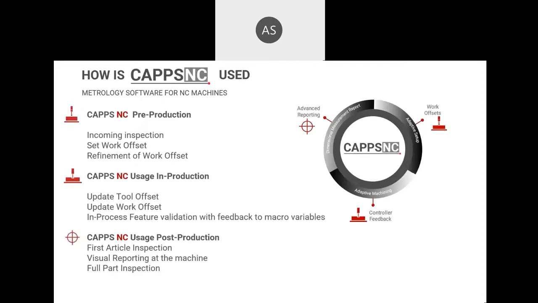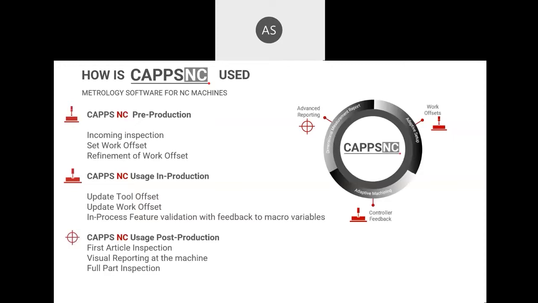We like to break it down into 3 different sections. You can use CappsNC pre-production, in production, and post-production. If you use it pre-production, you can use it for incoming inspection. If you have a casting or some partially machined part that's coming in for the operation that you happen to be working on, you can probe some features and do incoming inspection on the part before you actually start to machine it. You can set a work offset.